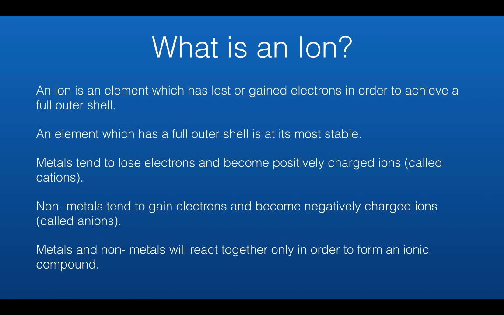Well, what is an ion? An ion is an element which has lost or gained electrons in order to achieve a full outer shell. An element which has a full outer shell is at its most stable.